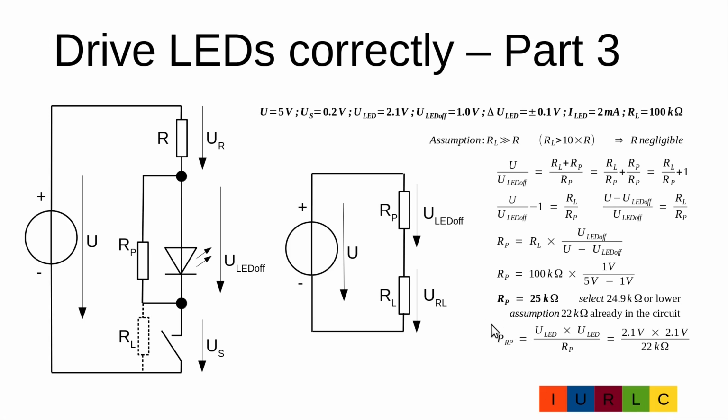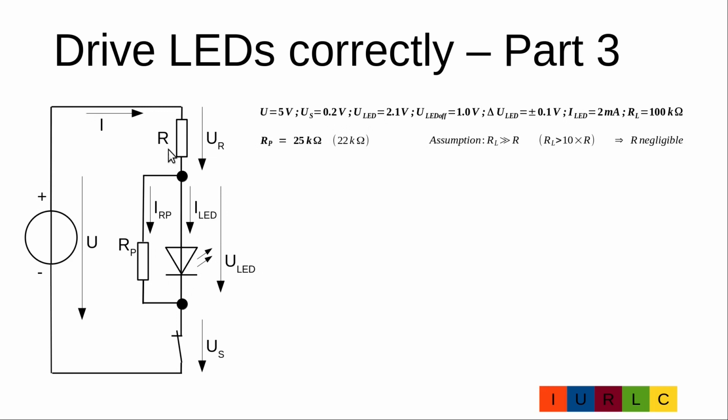Now we want to calculate the maximum power dissipation on the resistor. This is the case when the LED is switched on and we have the forward voltage on the resistor. We calculate U LED times U LED divided by RP with concrete numbers 2.1 volt times 2.1 volt divided by 22 kilo ohm. This gives the maximum power dissipation of 0.2 milliwatt.